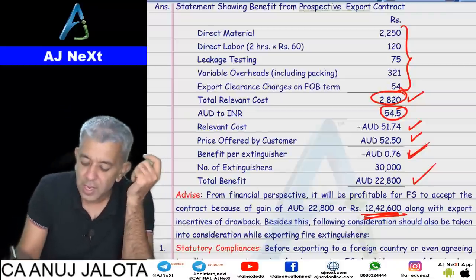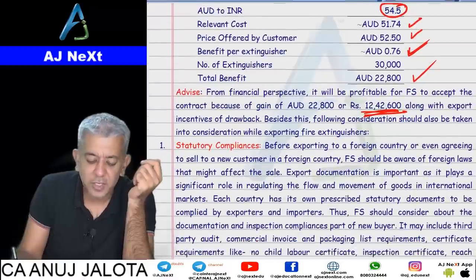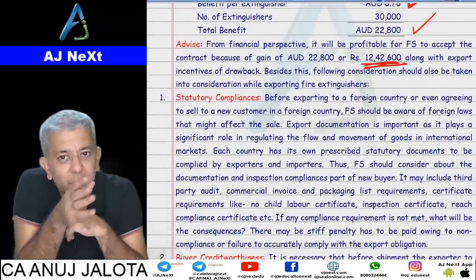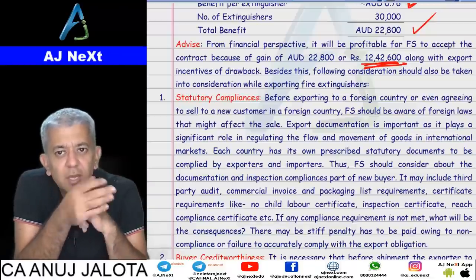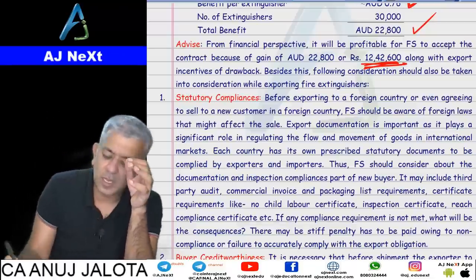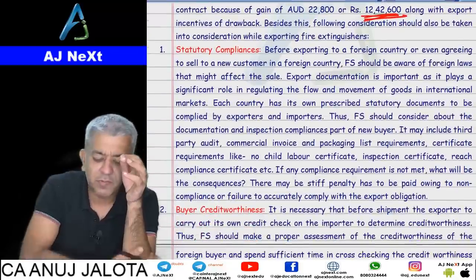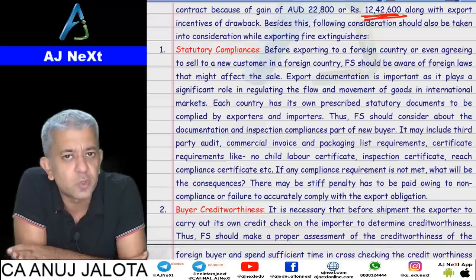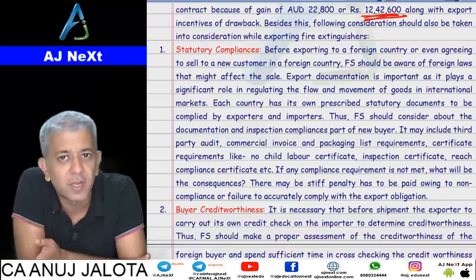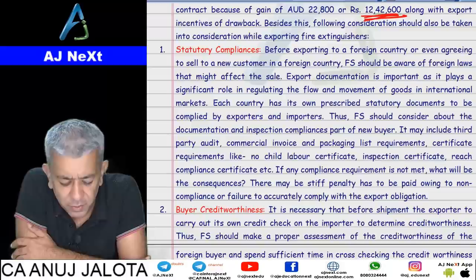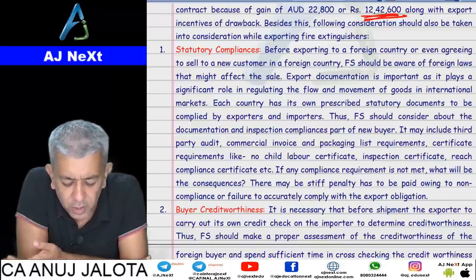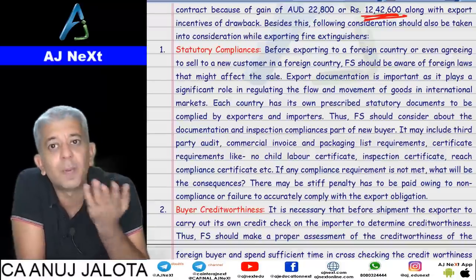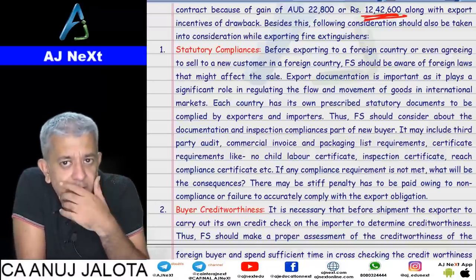Now see, given a choice, obviously financially it is better, but you're going to be doing it for the first time. So any statutory compliances that the company will have to comply with for sure, you can take care of all those things, whatever the statutory compliances are. For example, if you're exporting to a foreign country, there could be certain laws. It should not be a banned item or something. You can write down that particular thing.